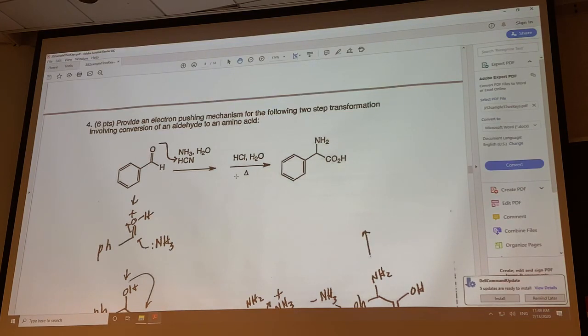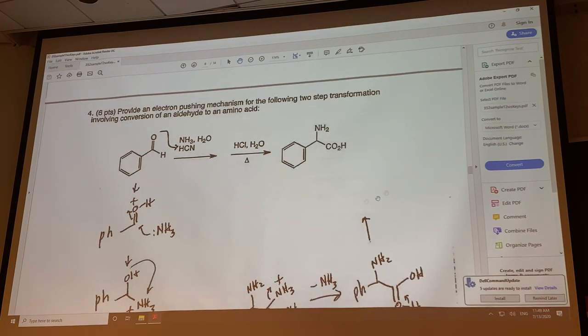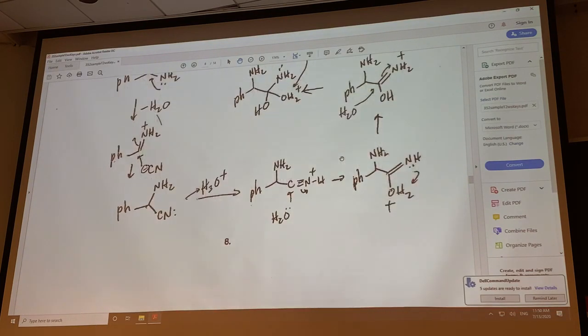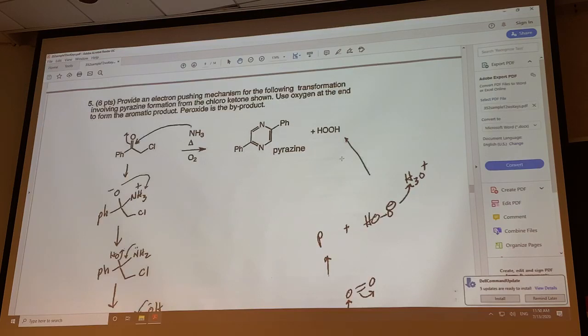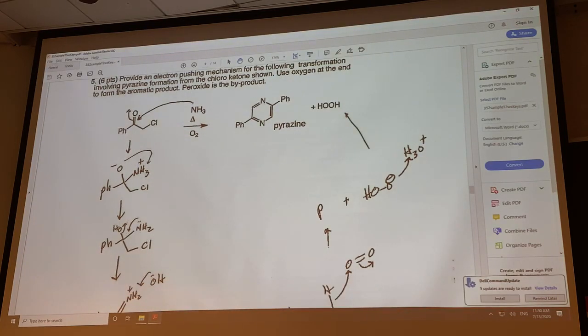So this is a tougher problem, but on these ones where it's not a reaction we're familiar with, we'll show you the product, okay? But you ought to be able to come up with a logical mechanism. This is a tricky one too, this pyrazine, this aromatic dinitrogen thing here comes from the alpha chloro acetophenone and ammonia, then heating it up with oxygen. And you're told here your byproduct's peroxide. So something had to get oxidized for the oxygen to get reduced to peroxide.